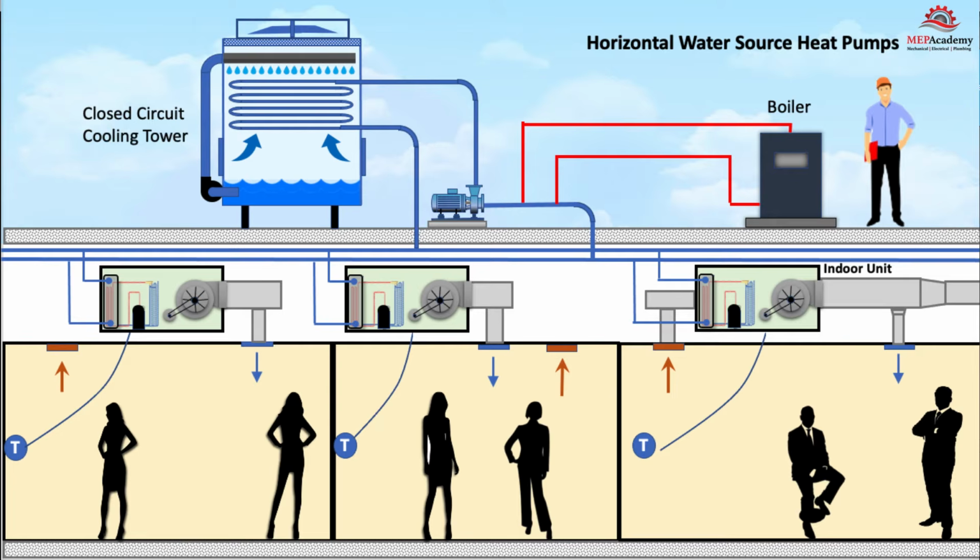This heat can be discharged or absorbed from the water loop by the indoor heat pumps. The water loop is maintained between approximately 60 and 90 degrees. To help maintain the loop temperature within this temperature range, a boiler is added to ensure enough heat is available during winter, while the closed-circuit cooling tower will reject additional heat during the summer or hot days.